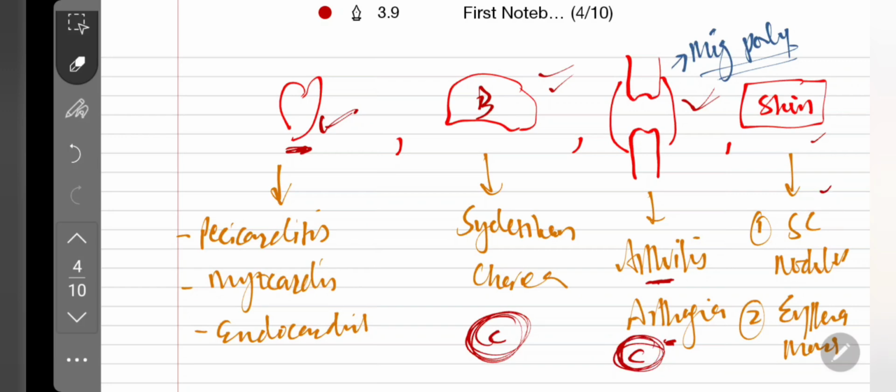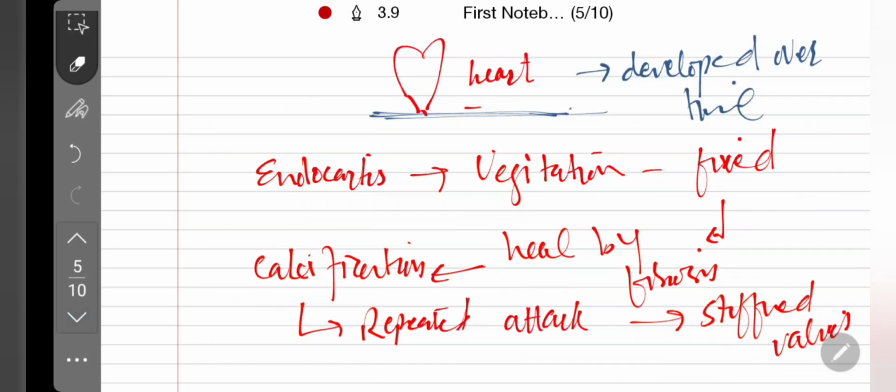In the skin, it could form subcutaneous nodules on the extensor surface, or erythema marginatum, and that also completely resolves. Actually, if you realize, what we are discussing at the moment is also the Jones criteria. We're going to discuss that later on as well. Okay, let's talk about the heart.